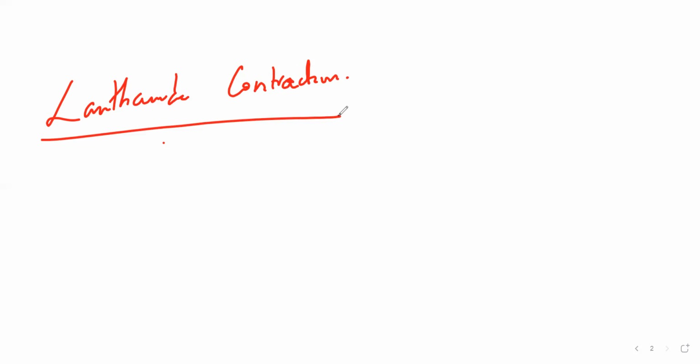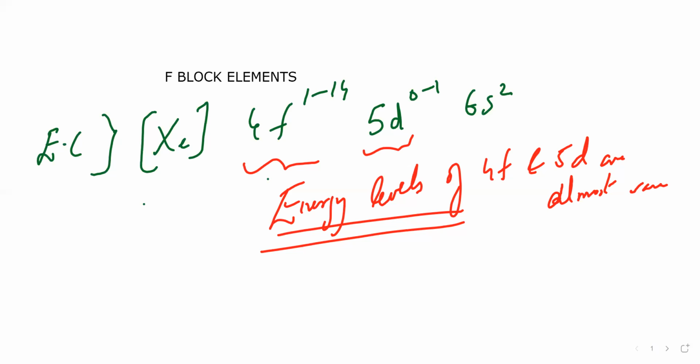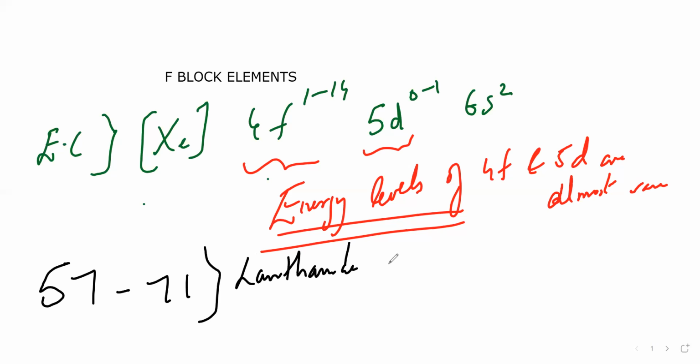Okay, so if you want to know what this lanthanide thing is, obviously the F block elements. Yes or no? There are two series. Before I tell you about the lanthanide contraction, from atomic number 57 to 71, it is called the lanthanide series. And it starts from lanthanum. You got the point. Fine.